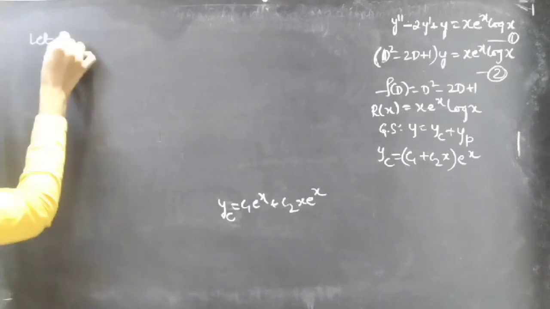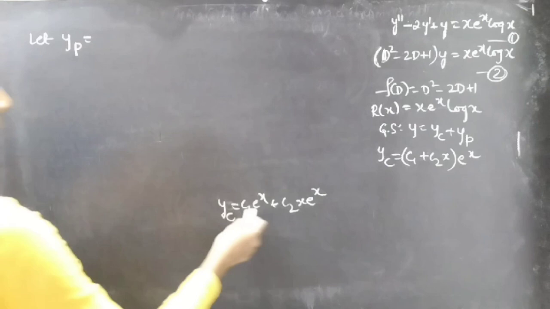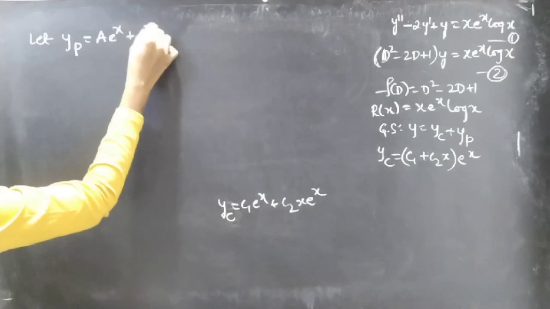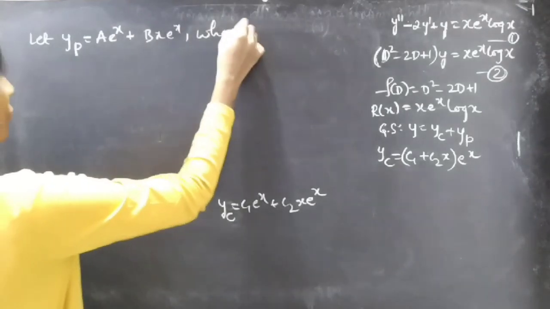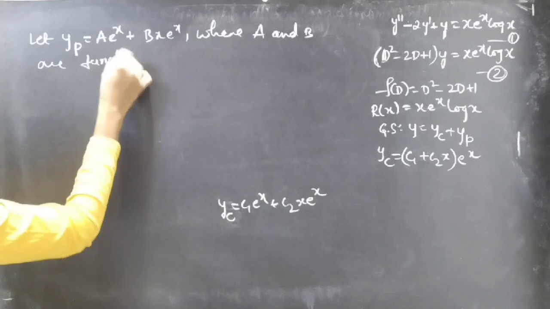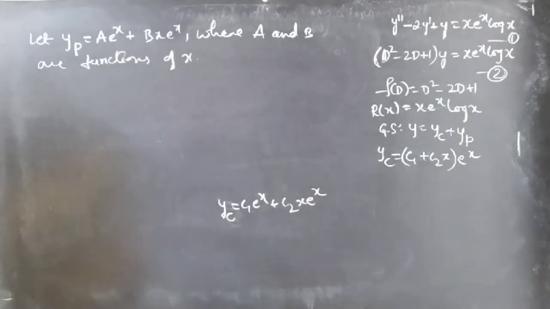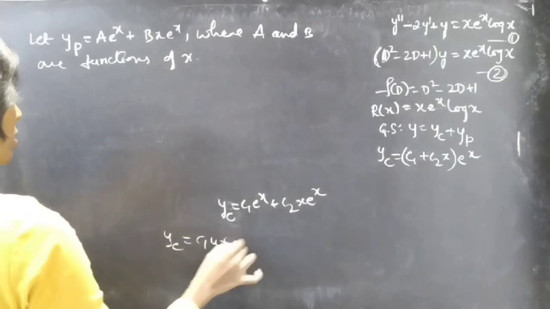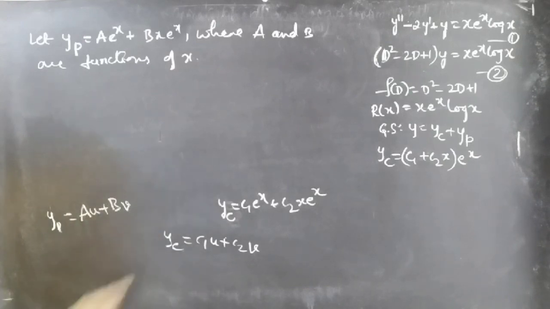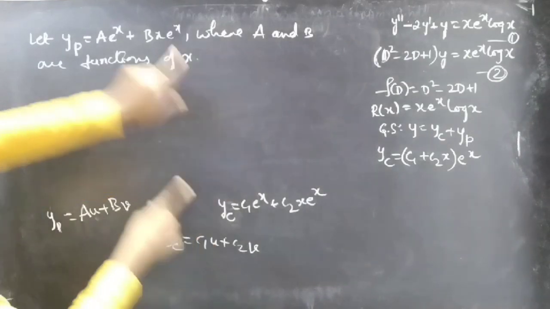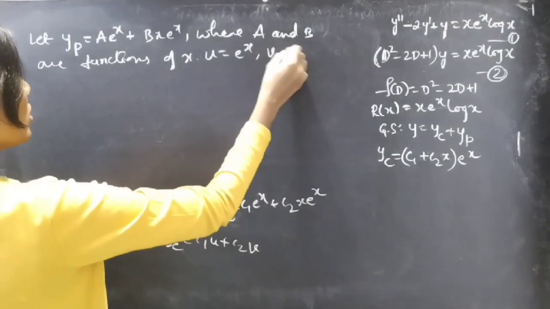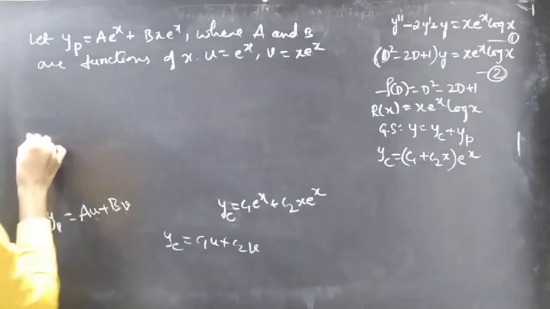Let yp equal to, now replace the constants of parameters with functions of x, A and B. We'll get yp = A e^x + B x e^x, where A and B are functions of x. Now you can compare yc with c1 u + c2 v, or yp with A u + B v. Then you'll get u = e^x, v = x e^x, and we'll find A and B using some formula.